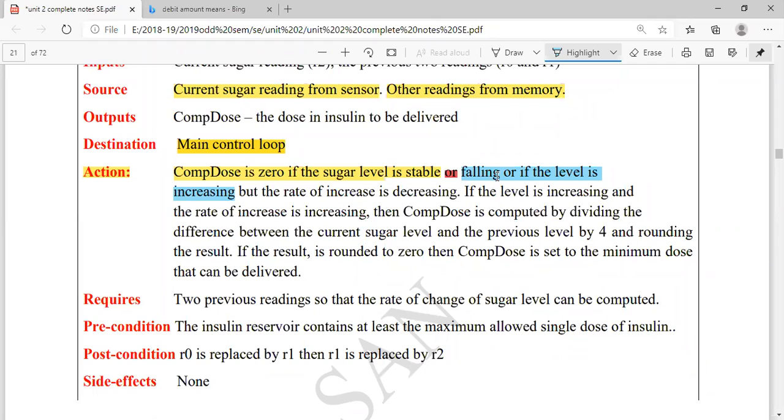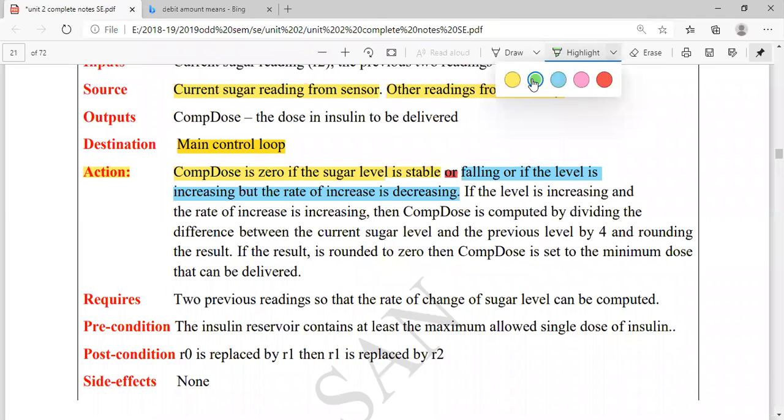And see, the rate of increase is decreasing. It means R0 was more, R0 is having a sugar level first level, R1 is less than R0 and R2 is even less than R1 and R0. At that situation also, if you see that the sugar level is falling constantly, then there is also no need to give the dose to the patient. Are you getting that?